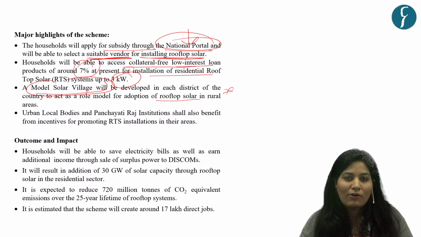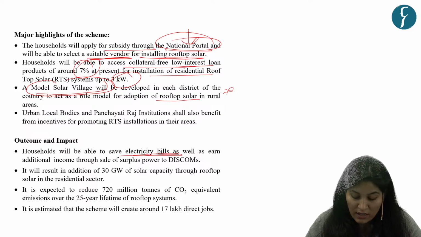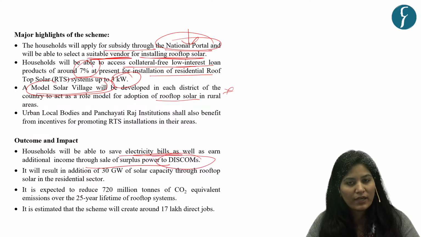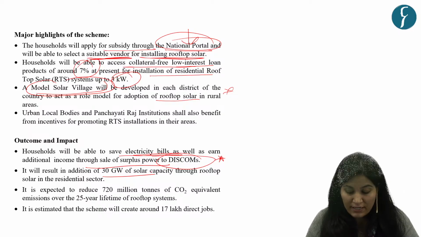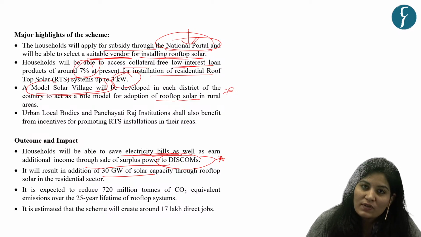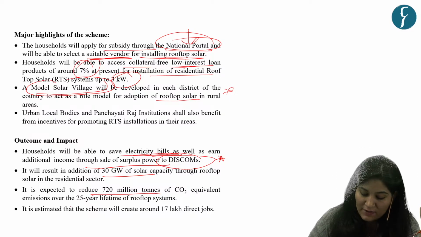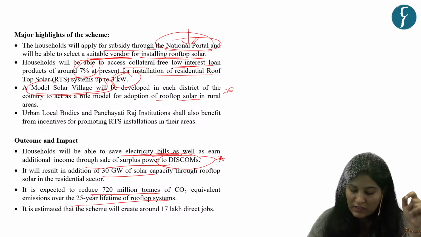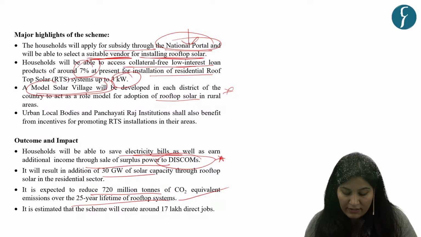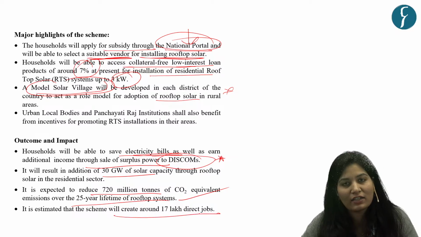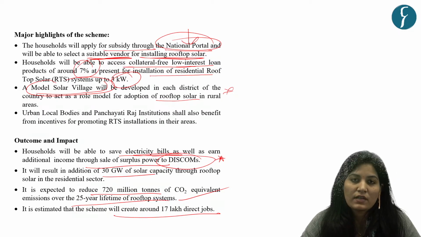Now you know what will be the obvious impact. Yes, it will save electricity bills, and households can earn additional income through the sale of surplus power to discoms. Okay, so this is an important feature. Then addition of 30 gigawatt of solar capacity through RTS. Then obviously it will reduce carbon emission, by 720 million tons of carbon equivalent emission over the 25 years lifetime of rooftop solar systems, which is good for the environment. And this scheme will generate employment. It is estimated that it will create roughly 17 lakh direct jobs. Got it? So now you know about the key features of this yojana.